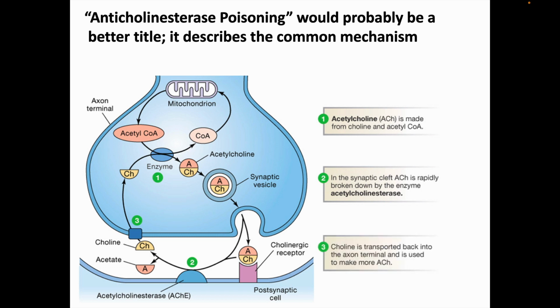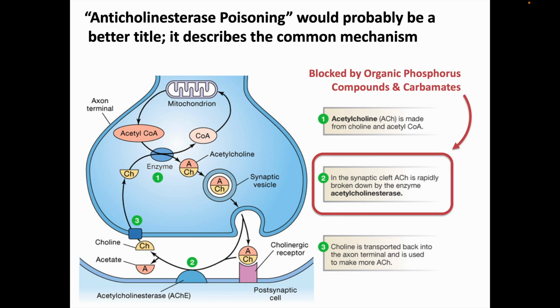The choline is reuptaken into the presynaptic nerve terminal, and then reacetylated and restored in vesicles and re-released, and so on. And it's this second step that gets blocked by organophosphates and carbamates, allowing acetylcholine to accumulate in the synapse and continue to overstimulate the postsynaptic neuron.